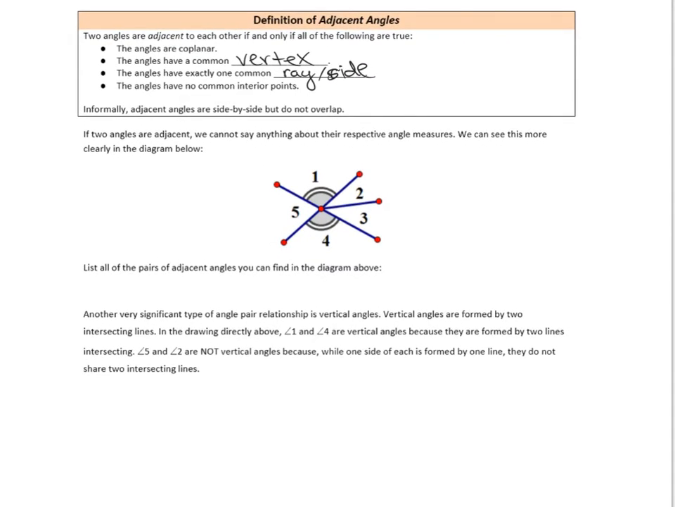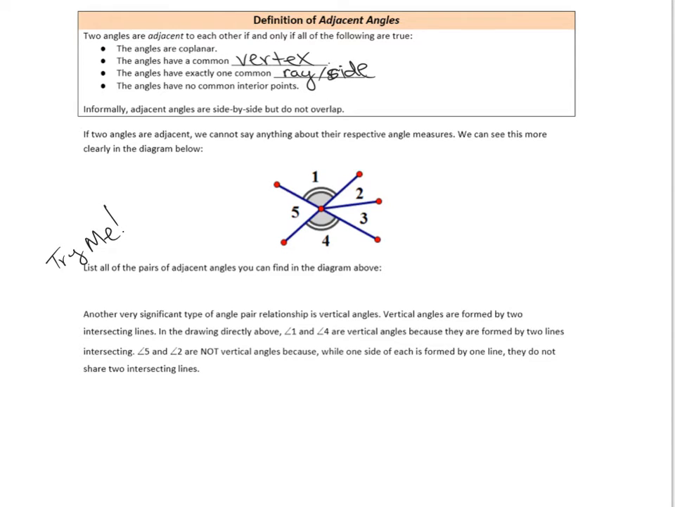If two angles are adjacent, we can't say anything about their respective angle measures. This is more clearly seen in the diagram below, where I've added in a few more angles to make it a little bit more complicated. Right now, I want you on your own to pause the video and list all of the pairs of adjacent angles you can find in the diagram below. So this is a try me. List all those adjacent angles.